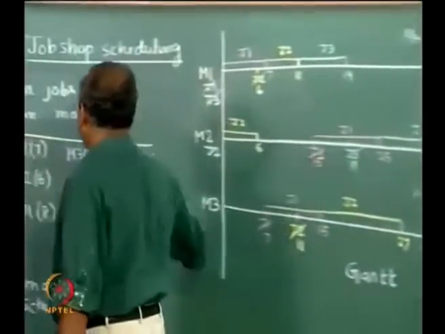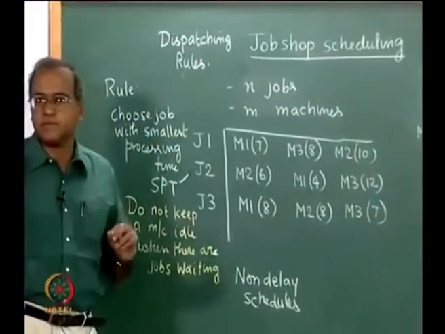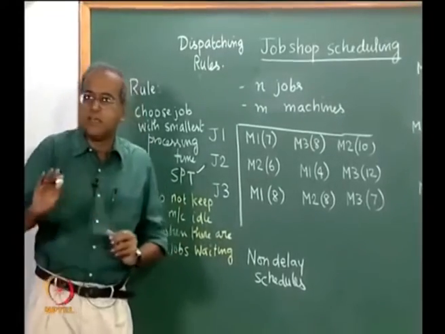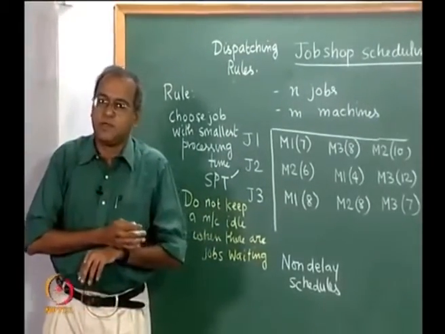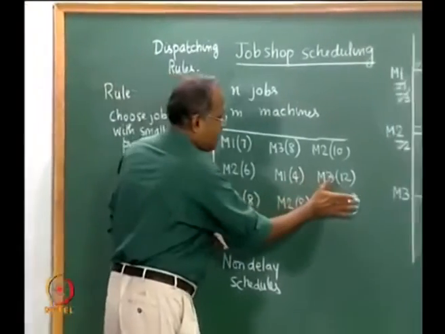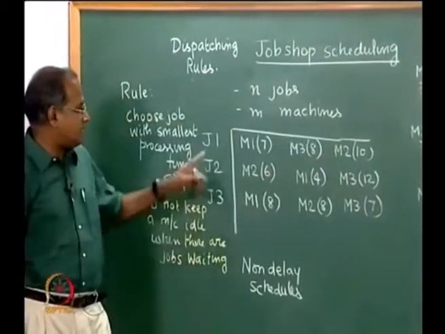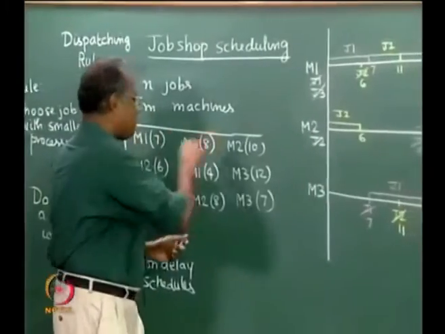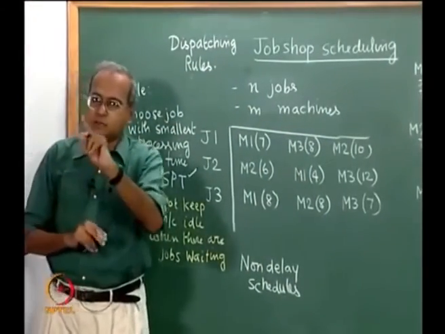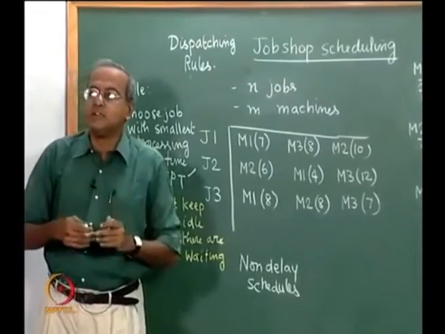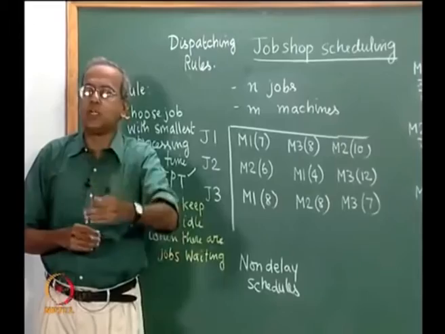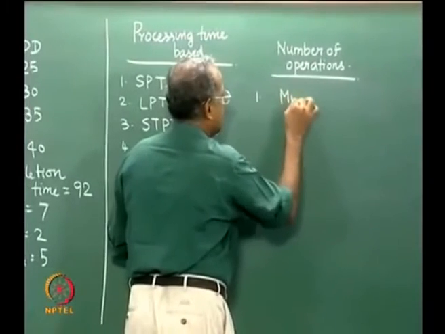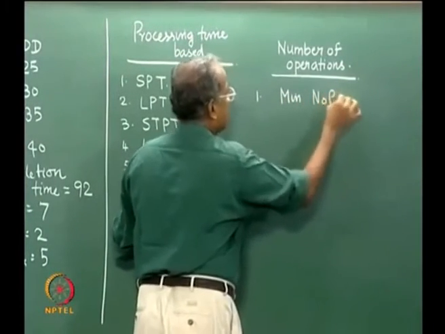In this particular example, we had chosen 3 jobs and all 3 jobs visited all 3 machines. It is not necessary for all the jobs to visit all the machines. Now, suppose we had a situation where this one was not there, then J1 visits 3 machines, J3 visits 2 machines. So, J1 requires 3 operations, J3 requires 2 operations. So, one could choose J3 based on minimum total operations. So, you could have minimum total operations, minimum NOP, minimum number of operations.